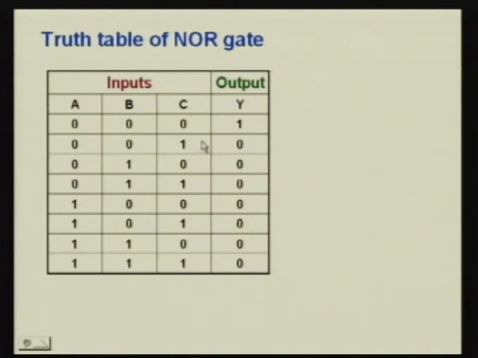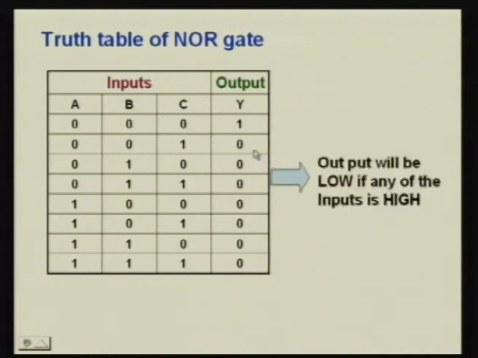So by looking at this truth table, we can generalize a formula, or a statement, for the NOR gate. So what is the generalization? The output will be low. Here we see that for all entries except the first one, we are getting 0, which is the low state. So the output will be low, that is 0, if any of the inputs is high. Just see, if any of the inputs is high, the output will be low.